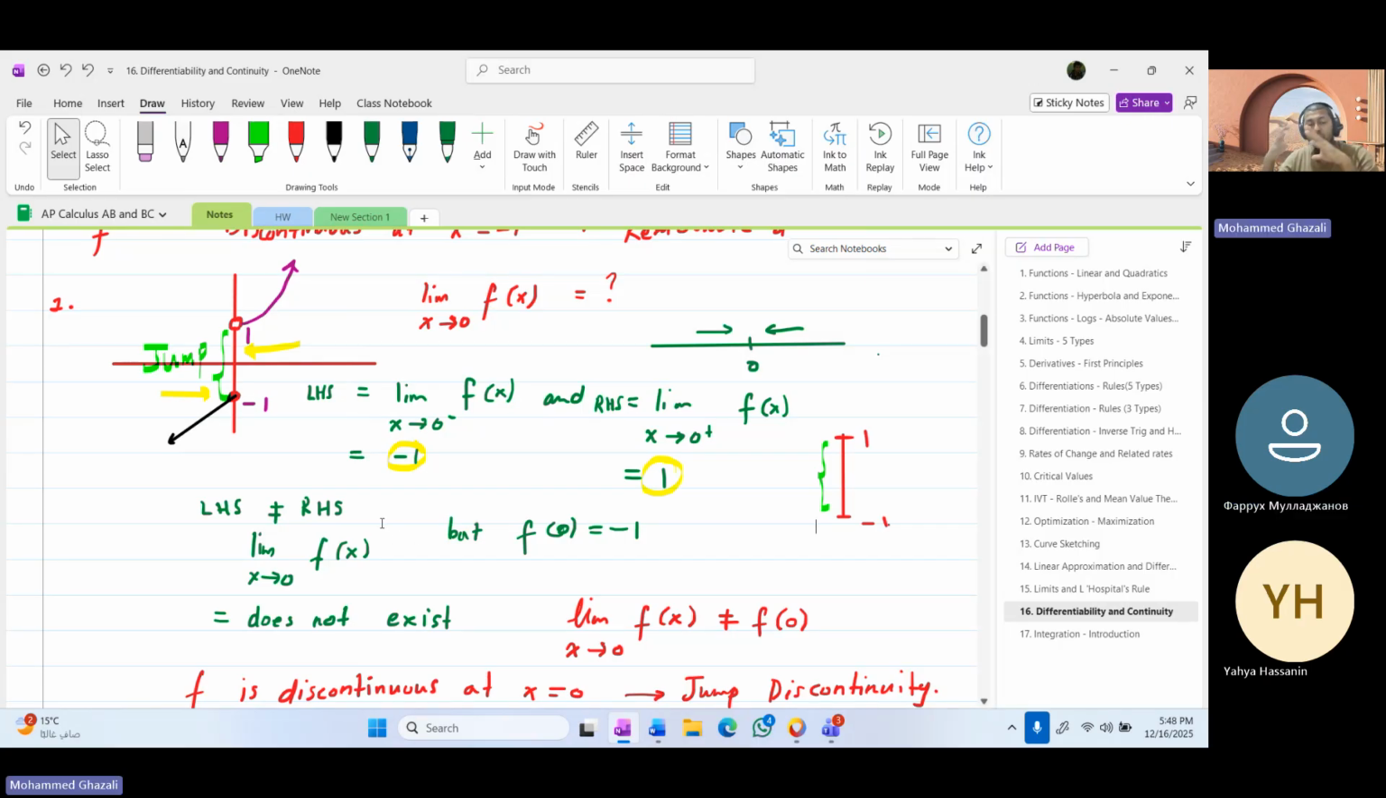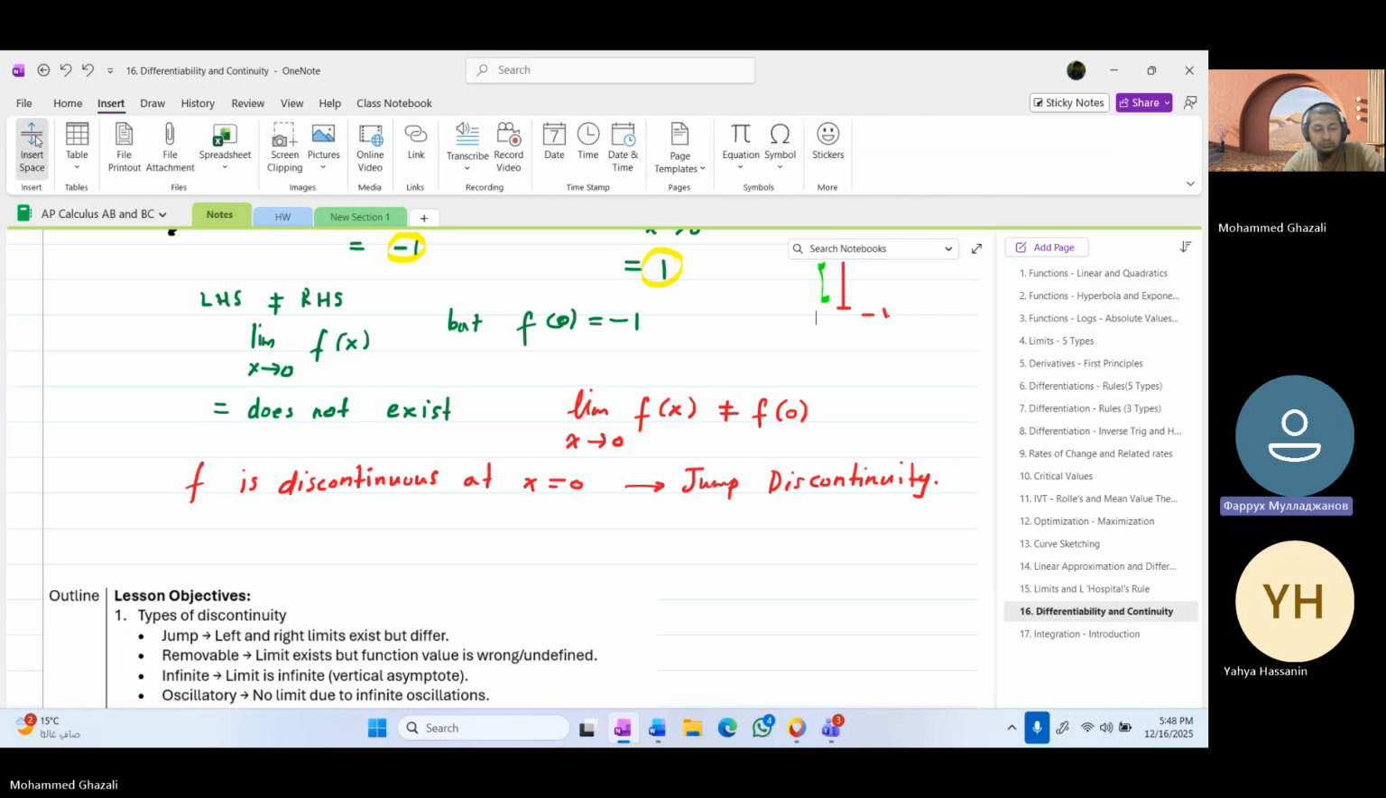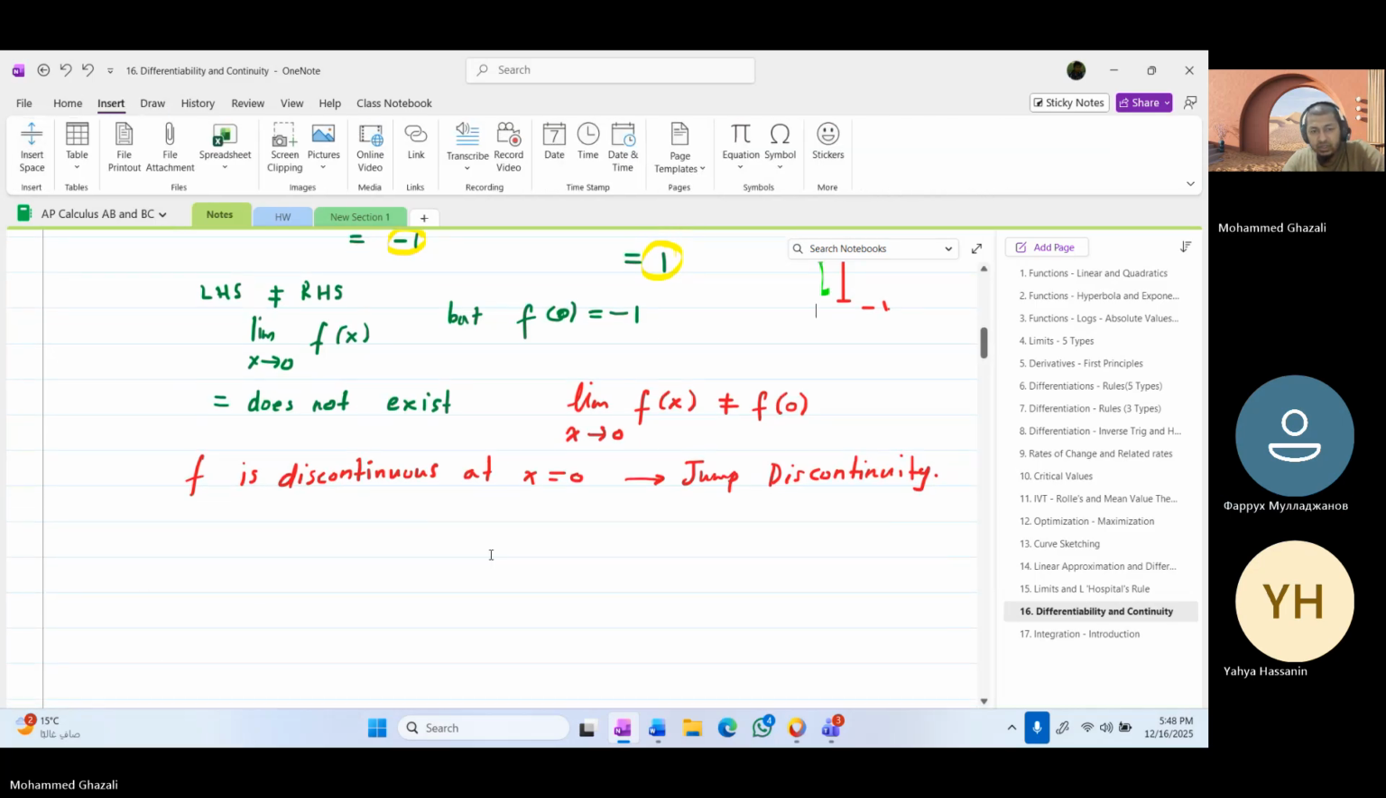Yes, because what does discontinuity mean? The graph is broken. So you are testing where the graph is broken, and what type of broken graph it is. That's what you are testing. Make sense? Okay. So that's what you're looking at. Okay, thank you. Next one.